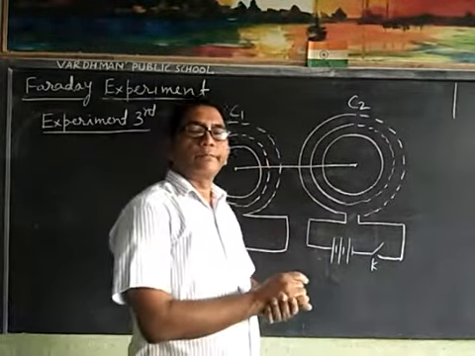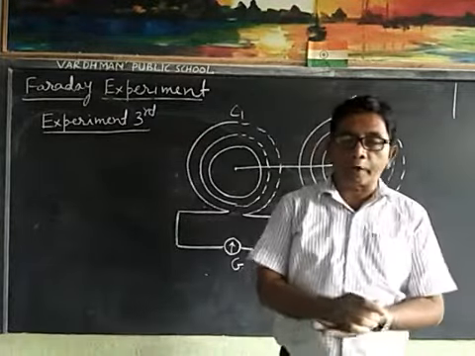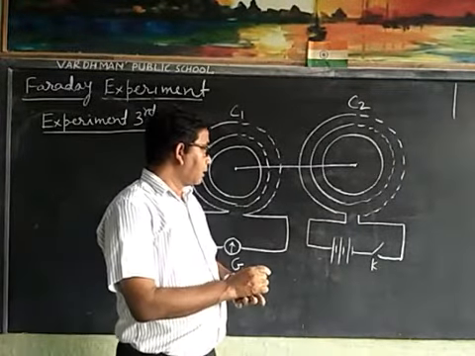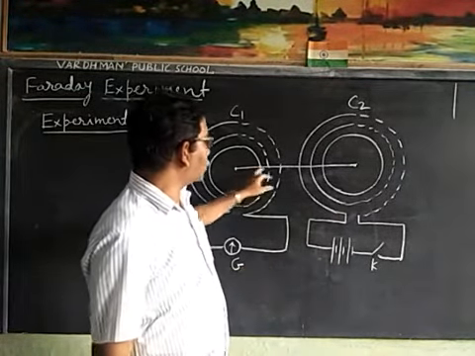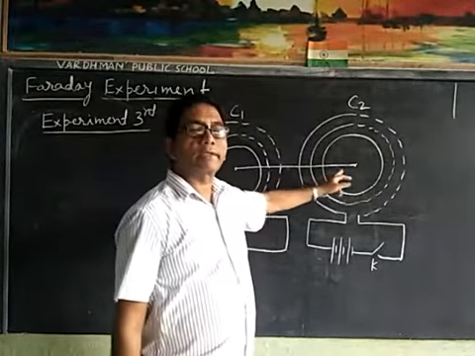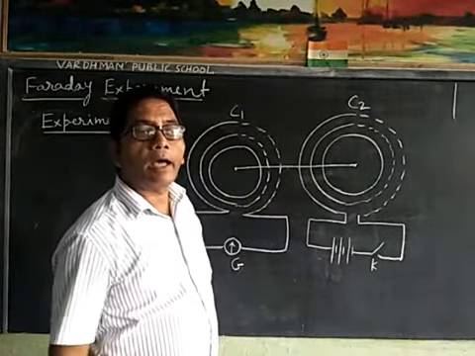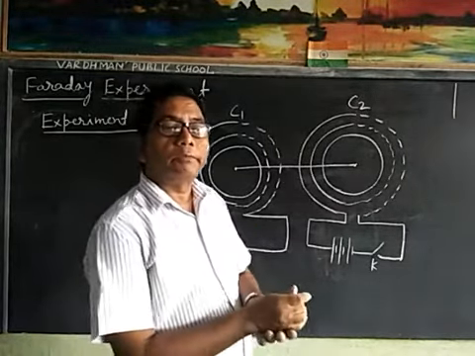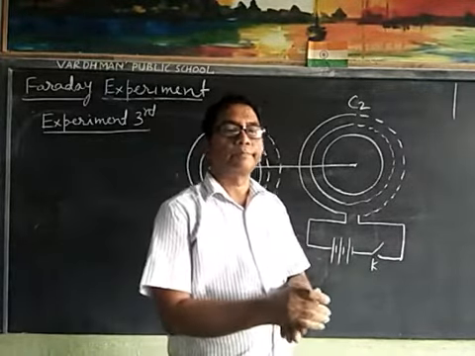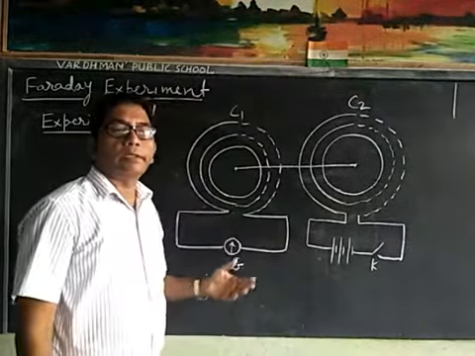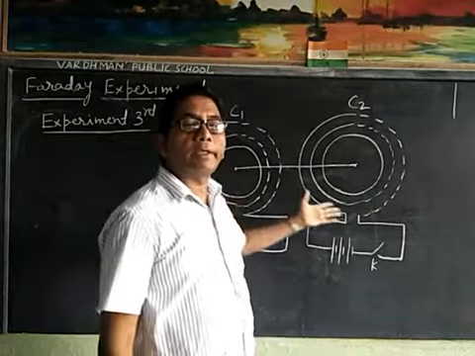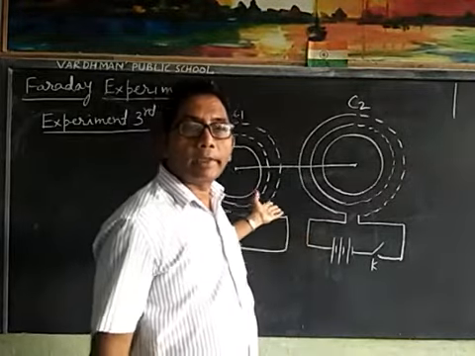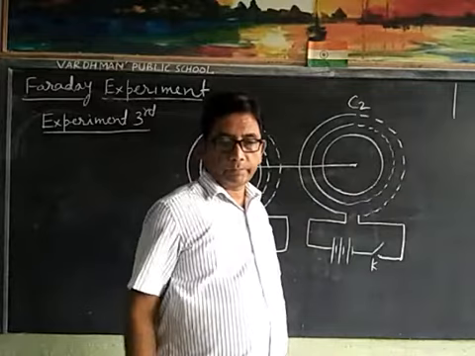When the key is released, it is observed... What is observed? If an iron rod is inserted between two coils, then the deflection increases dramatically when the iron rod is inserted into the coil along their axis. Thank you.